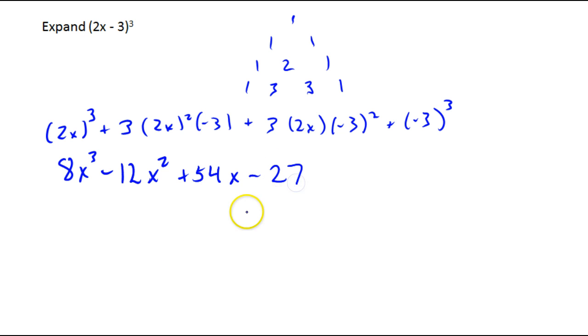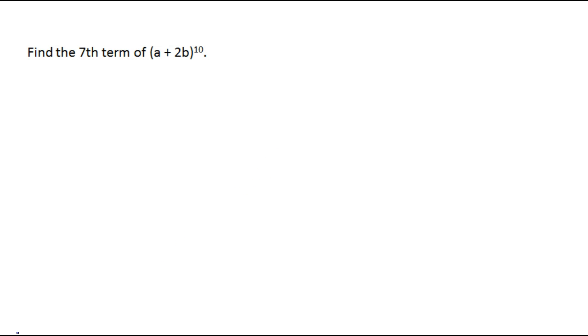minus 27. Well, what if I'm only interested in finding one single term in a binomial expansion, not the entire expansion? That's not too hard to do. Let's say we want to find the seventh term of a plus 2b to the 10th. Okay, so it's going to be some coefficient times a raised to some power times 2b raised to another power. Now the question is, what are these exponents going to be for the seventh term?